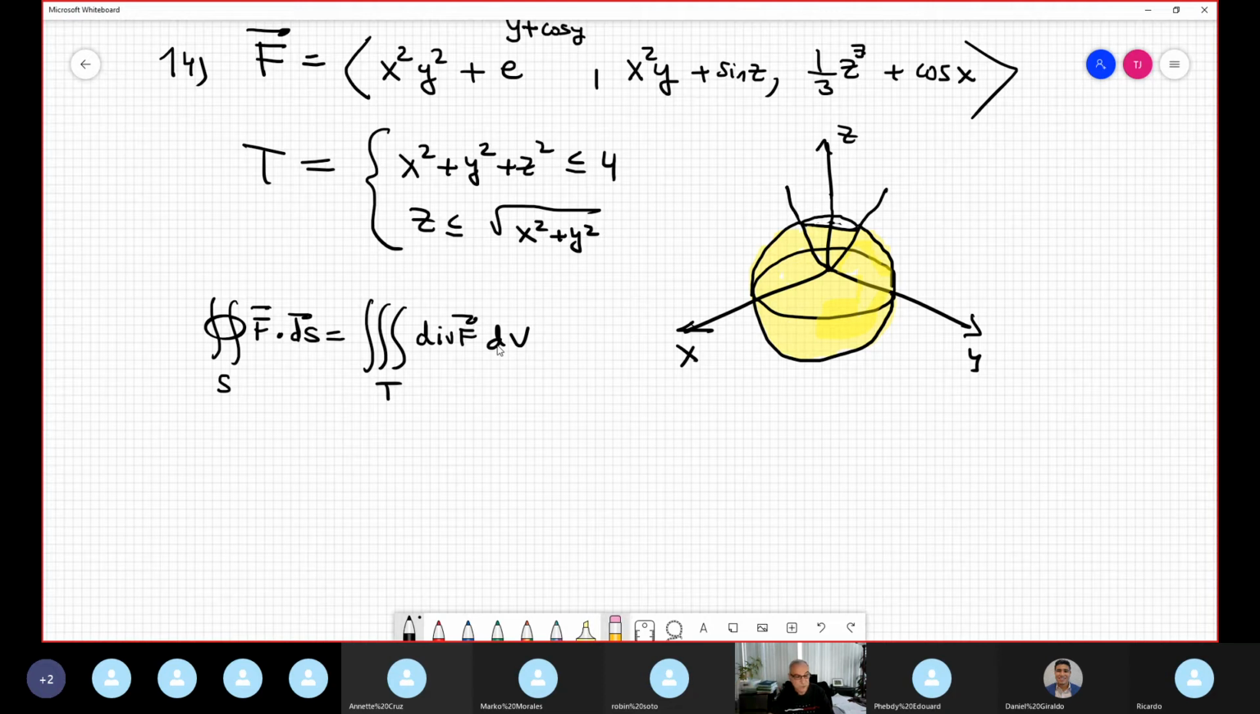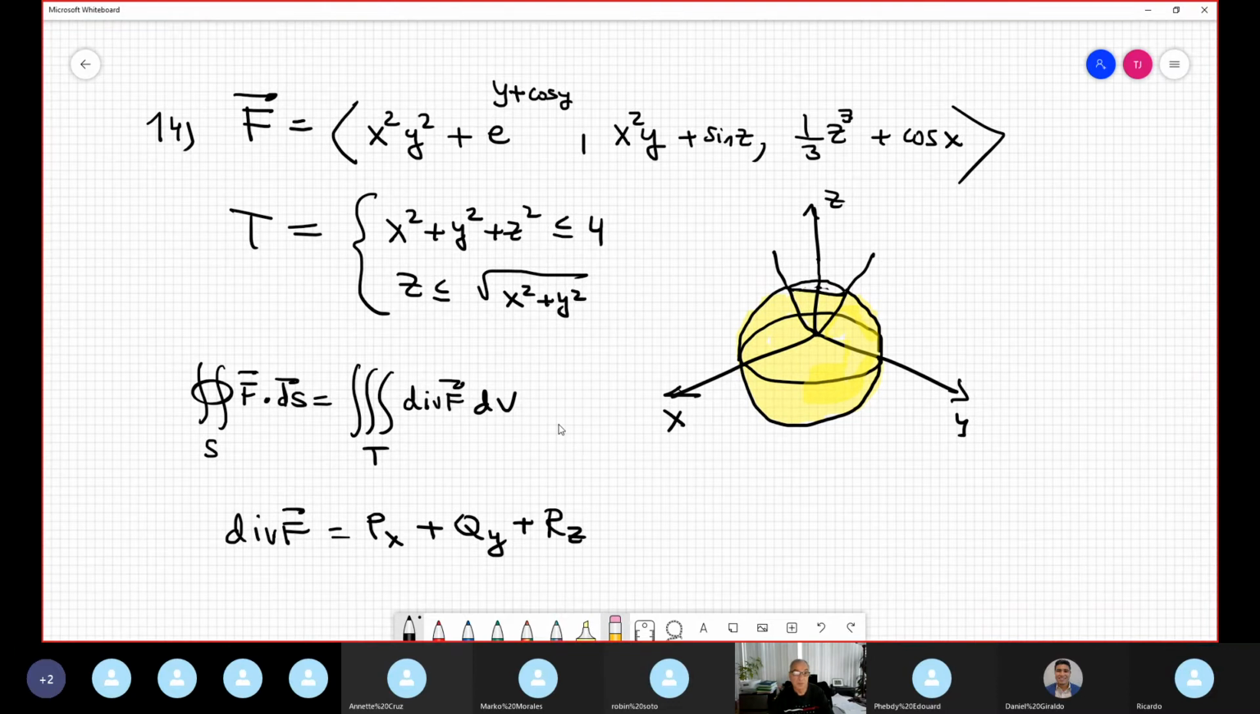Okay, let's do it. The divergence of the vector field. Remember the definition? It is Px plus Qy plus Rz. So this is my expression P. This is my expression Q, the second component of the vector field. And the third component of the vector field is R, PQR. When you differentiate P with respect to x, you differentiate P with respect to x.